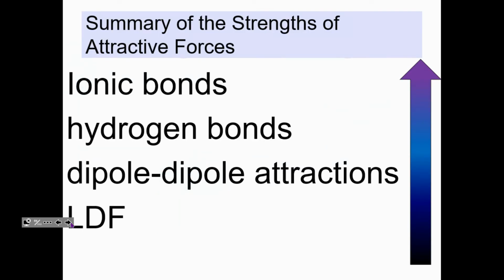So if we rank them in order of strength, London dispersion is the weakest. Ionic bonds are the strongest. Ionic bonds are with ionic compounds. Hydrogen bonds and dipole-dipole we get with polar molecules, and London dispersion we get from nonpolar molecules.